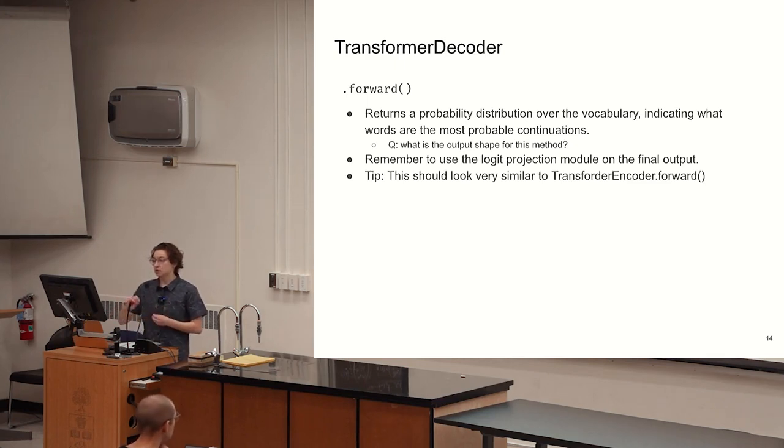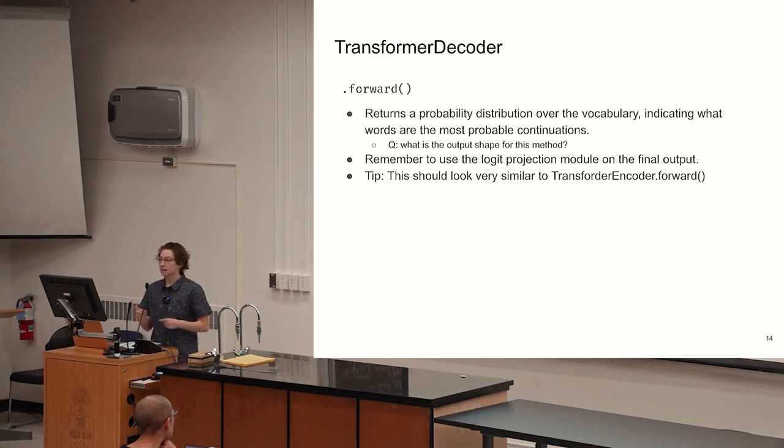The main thing that you need to remember in implementing this is that you need to use the logit projection module that should be initialized there to get the final output. And that final output represents a probability distribution over the vocabulary, indicating what words are the most probable continuations in each position. So the question I put in there is, what is the output shape for this method?